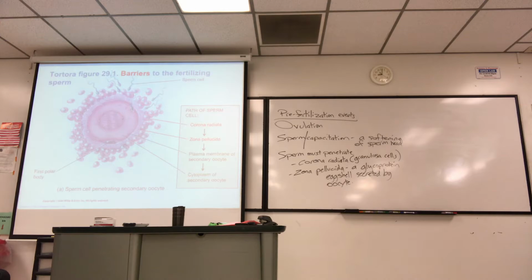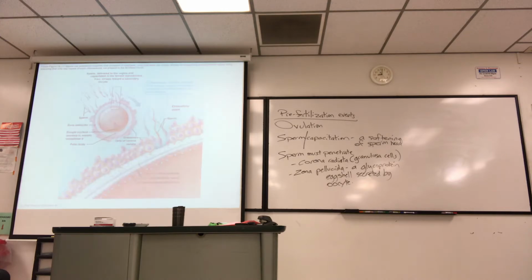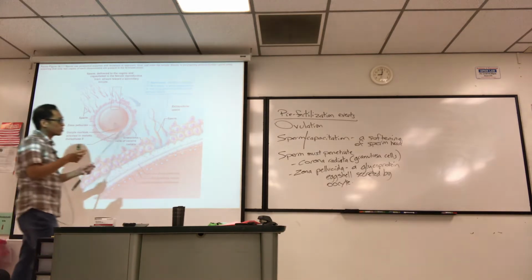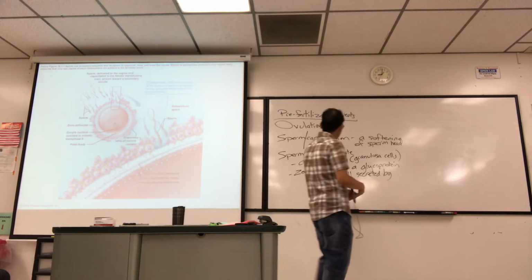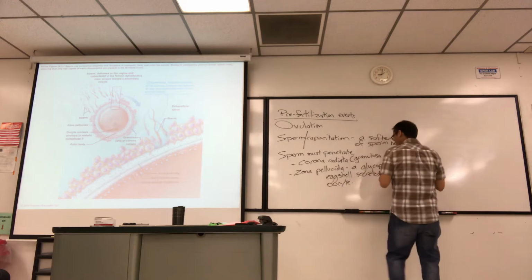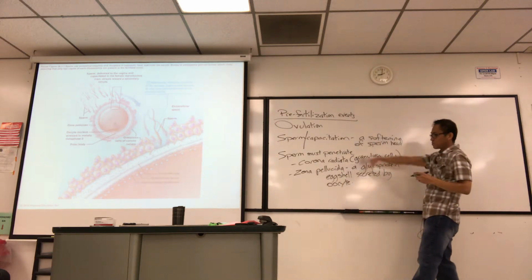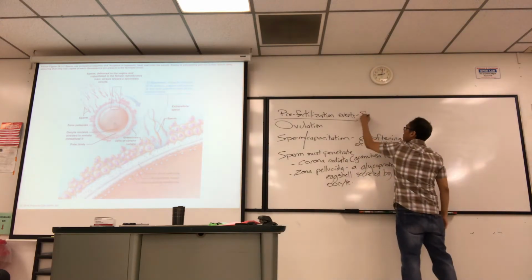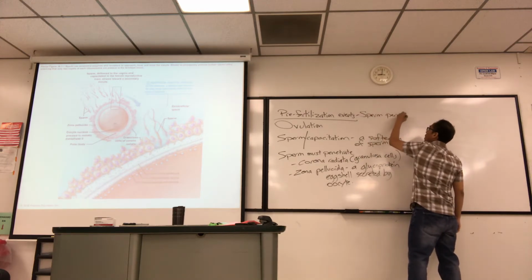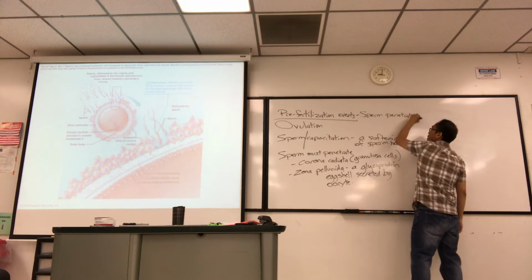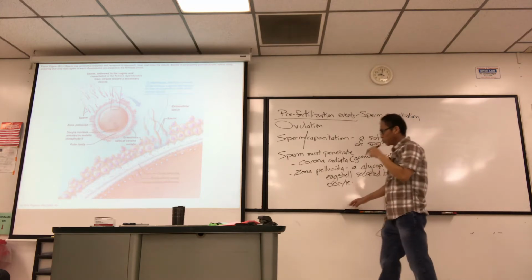So a more complete picture of these pre-fertilization events is shown in this figure here. It's a pretty good figure. Let's call it pre-fertilization events, sperm penetration. Sperm must get through here. It's not fertilization, it's still pre.